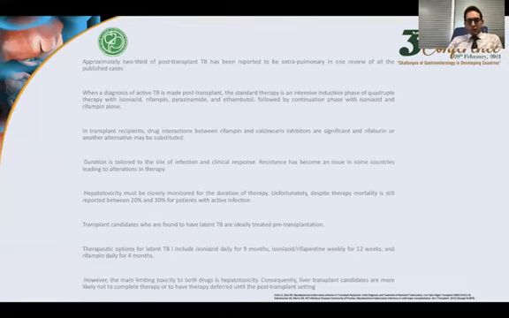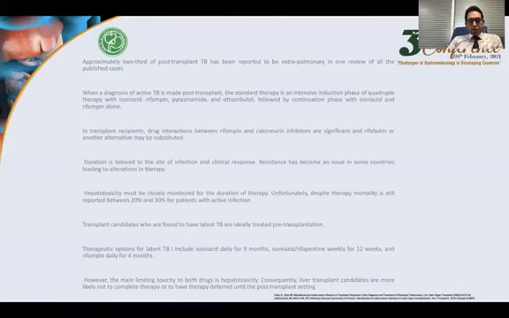When TB is diagnosed, the standard therapy is to start with 4 drugs and then continue with 2 drugs. In transplant recipients, drug interactions between rifampin and CNIs are significant, and rifabutin or another alternative may be substituted. Duration is tailored to the site of infection and clinical response. Resistance has become an issue in some countries, leading to alteration in therapy.